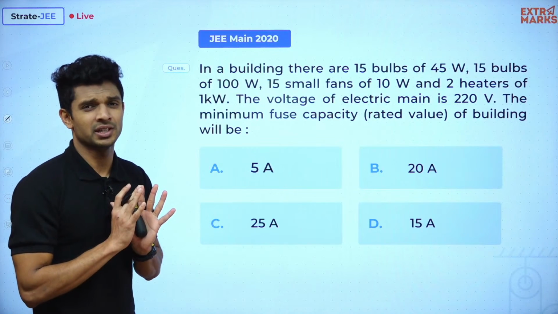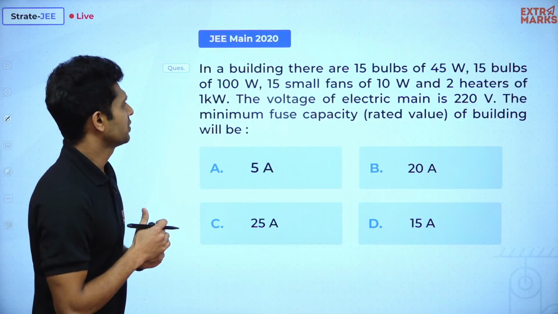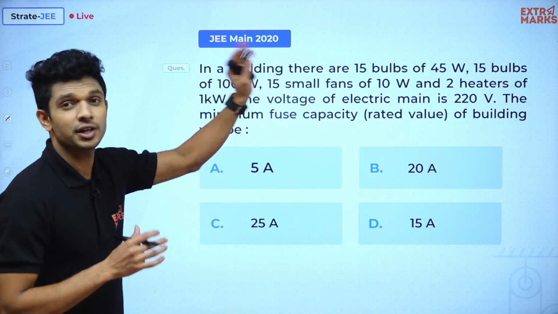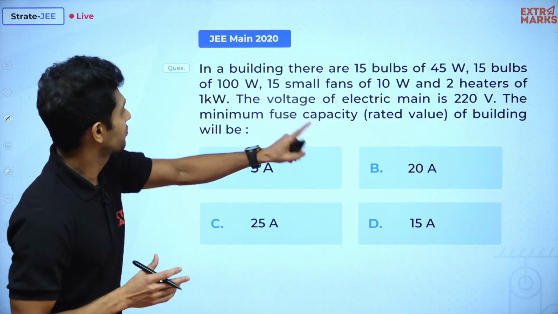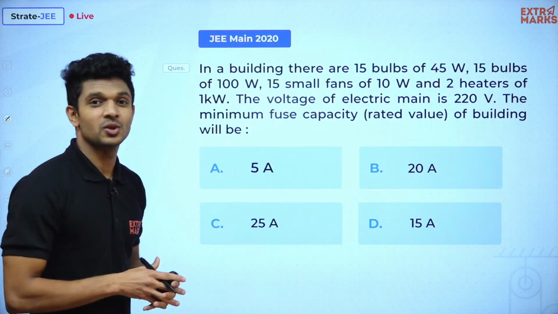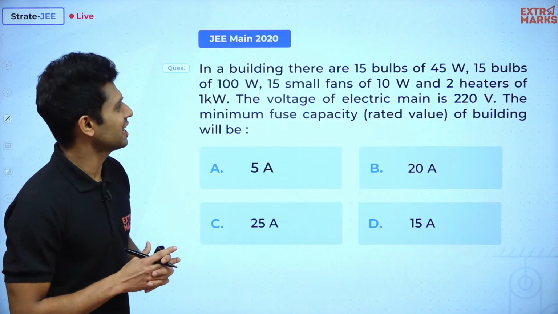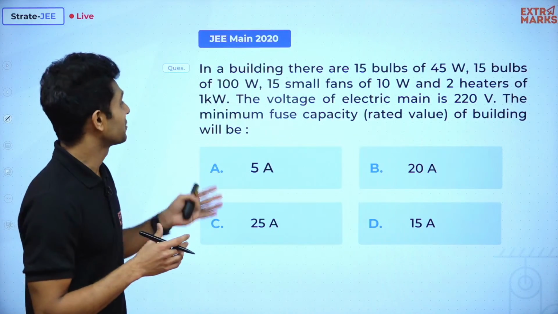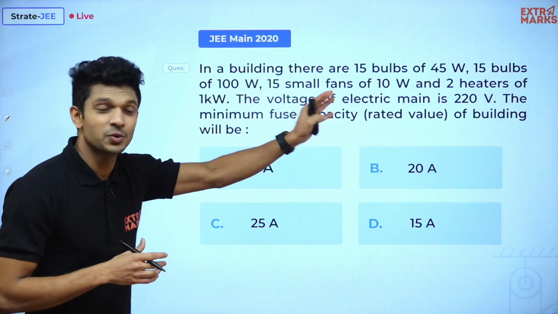So yes, moving to the next question over here. Actually, this is a pretty simple question. Okay, so here we go. In a building, there are 15 bulbs of 45 watts, then 15 bulbs of 100 watts, 15 small fans of 100 watts, and 2 heaters of 1 kilowatt. The voltage of the electric main is 220 volt.